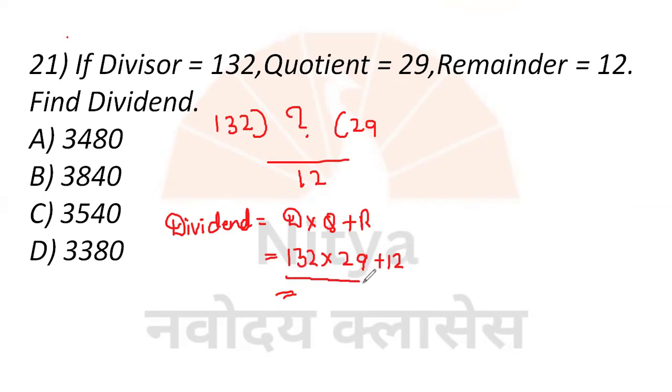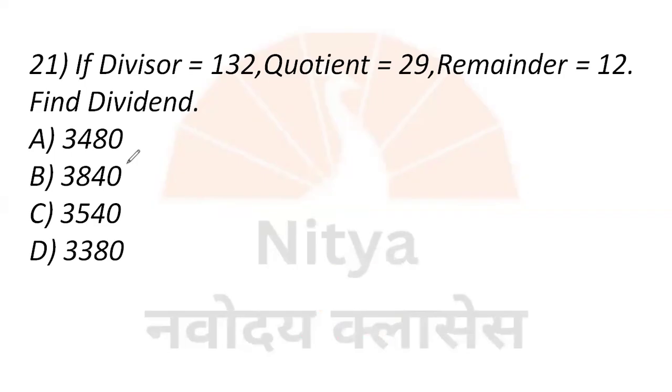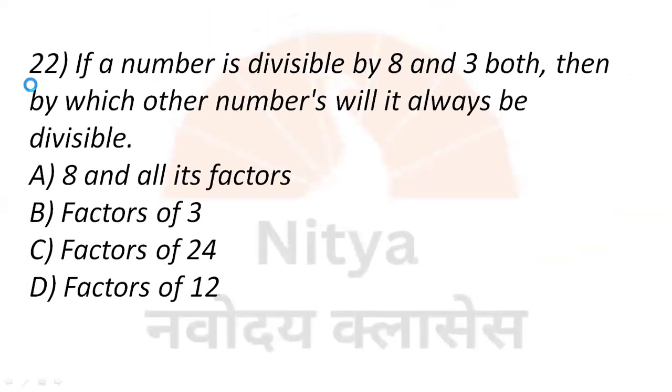So 132 into 29 is 3828 plus 12. You have to add these. So what comes? 3840. So option number B is the answer. Next one.